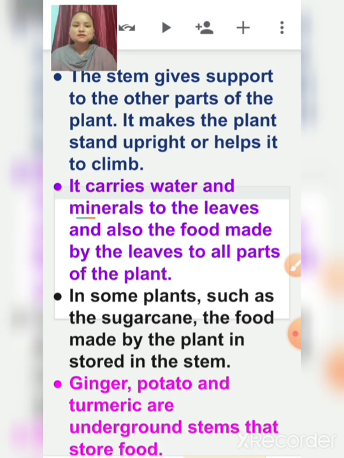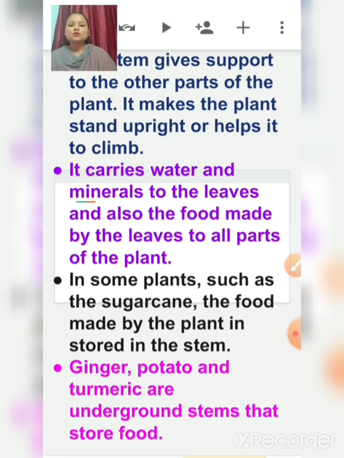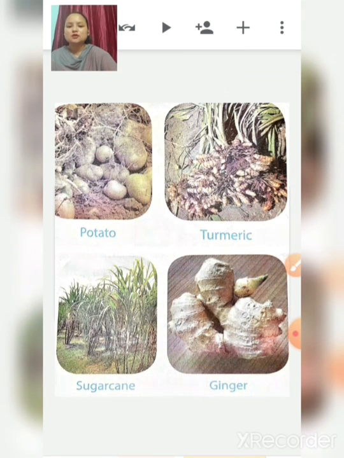In some plants such as the sugar cane, the food made by the plant is stored in the stem. Like carrot, beetroot, they store food where? In roots, and sugarcane stores food where? In stem. And ginger, potato, turmeric are underground stems that store food, okay? They are underground stems. Like roots, they are underground, but what they do is store their food in stems only, but they are underground stems which we cannot see.